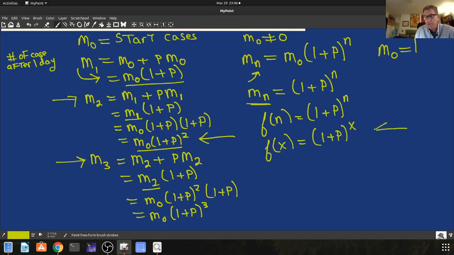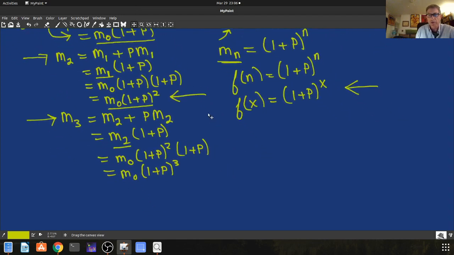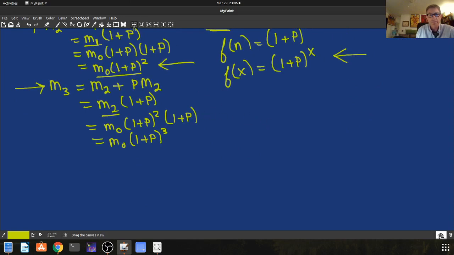And that's the reason we talk about exponential growth. So let's stop for just a second and try to derive, using what we've observed here, the value of P for the number of cases that double after 2 days. So the number of cases after 2 days is our start case times 1 plus P squared. And we're assuming that has doubled the number of our start cases.